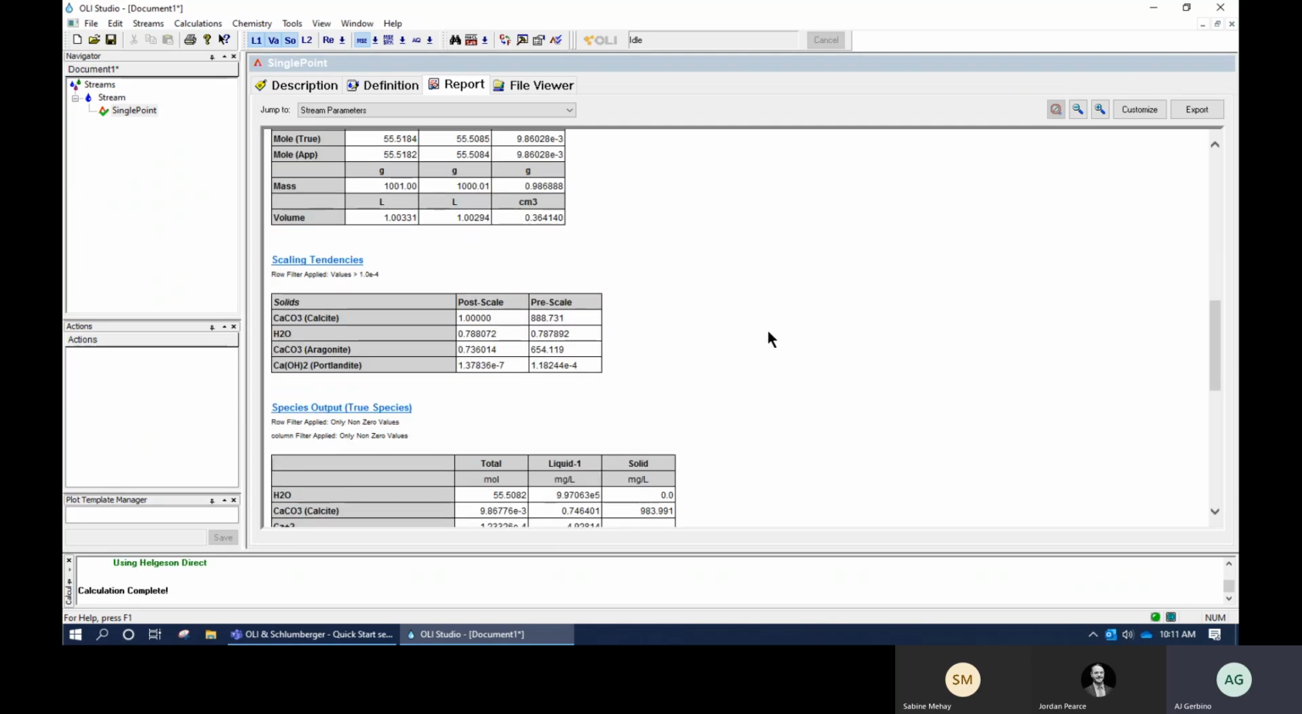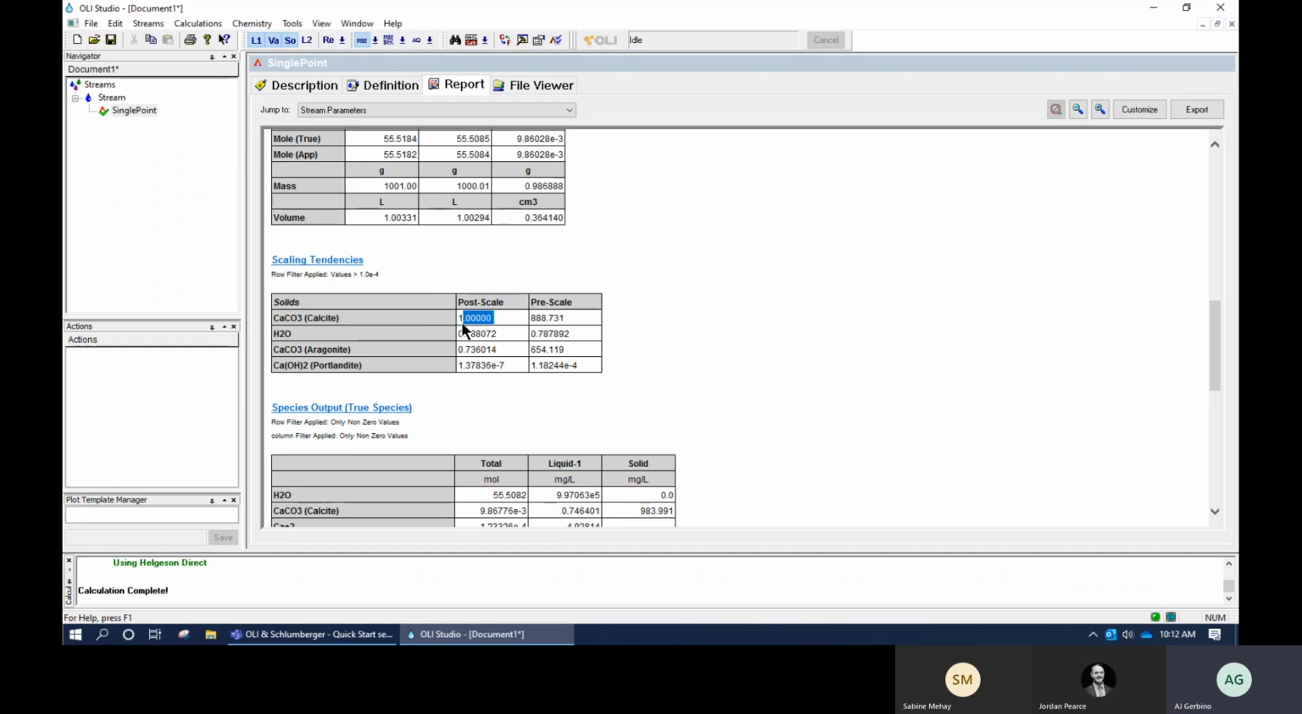Okay, coming down here real quickly, this is really important to any oil and gas operations, what we call the scaling tendencies or the saturation of minerals. Since I added 1 gram of calcium carbonate, which makes it supersaturated, we can see that the calcite is about 1,000 times or 900 times supersaturated.